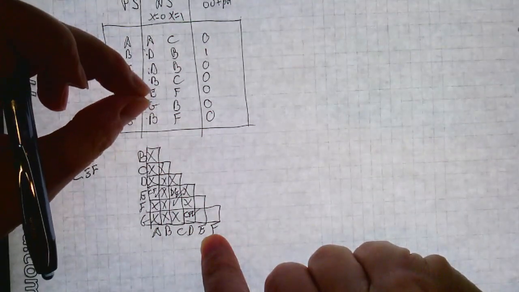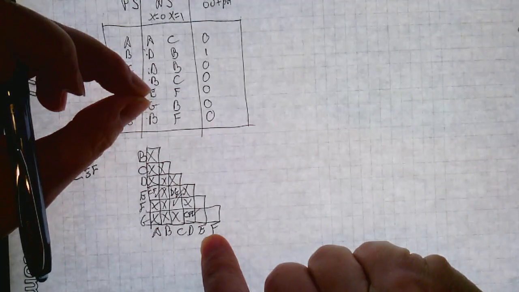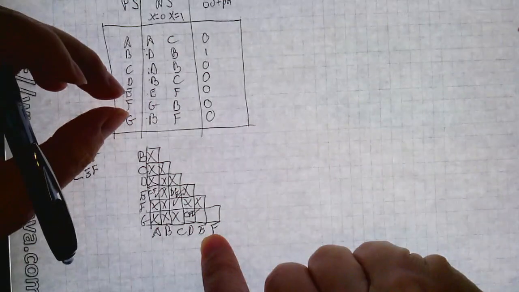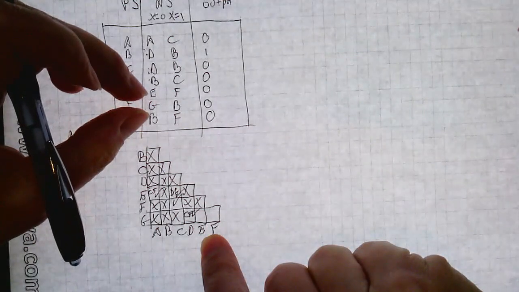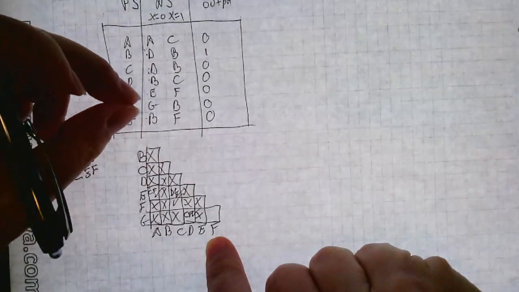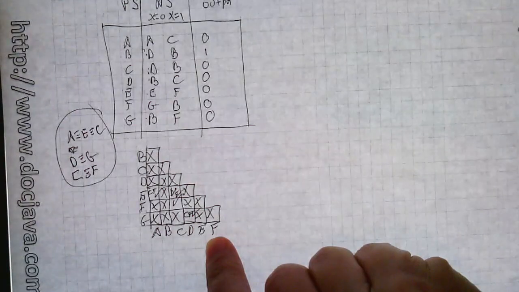Then comes EF. EF is true if E equals G. We don't know. And it's true if B equals F. It does not. And then comes EG. EG is true if B equals E. It does not. And then comes FG. FG is true if B equals G, and it does not. So this is what we're left with.